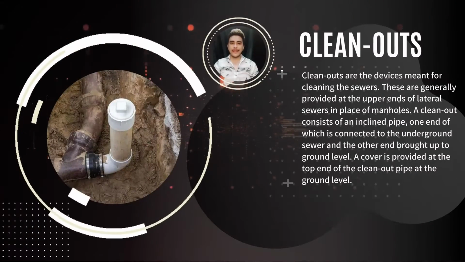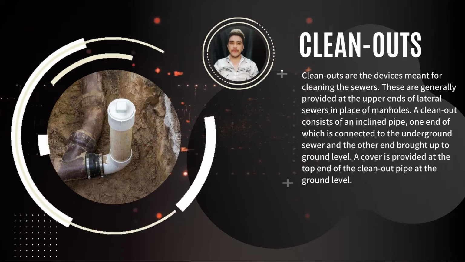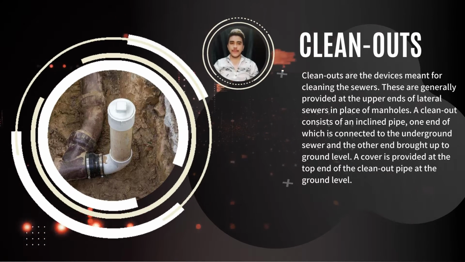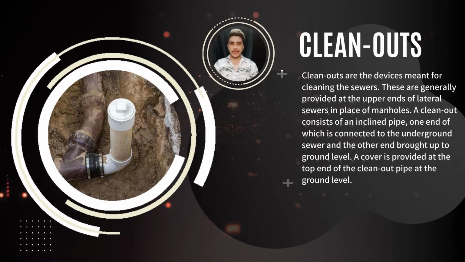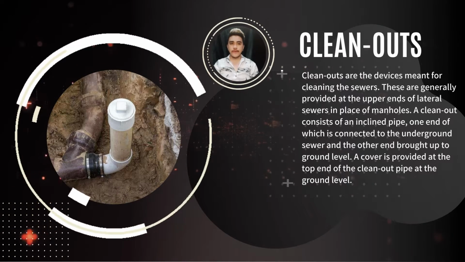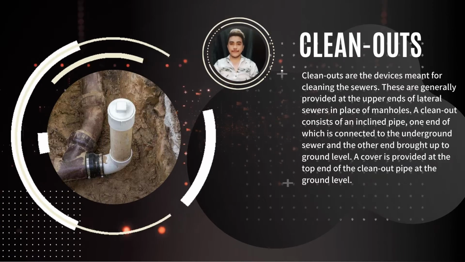Cleanouts. Cleanouts are devices meant for cleaning the sewers. These are generally provided at the upper ends of lateral sewers in place of manholes. A cleanout consists of an inclined pipe, one end of which is connected to the underground sewer and the other end brought up to the ground level. A cover is provided at the top end of the cleanout pipe at the ground level.